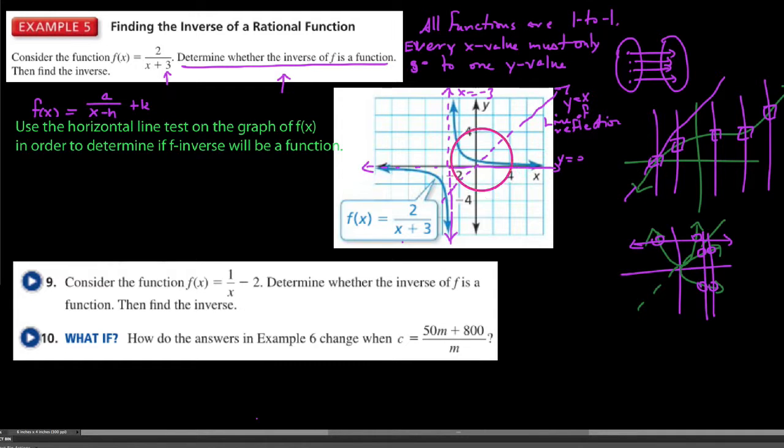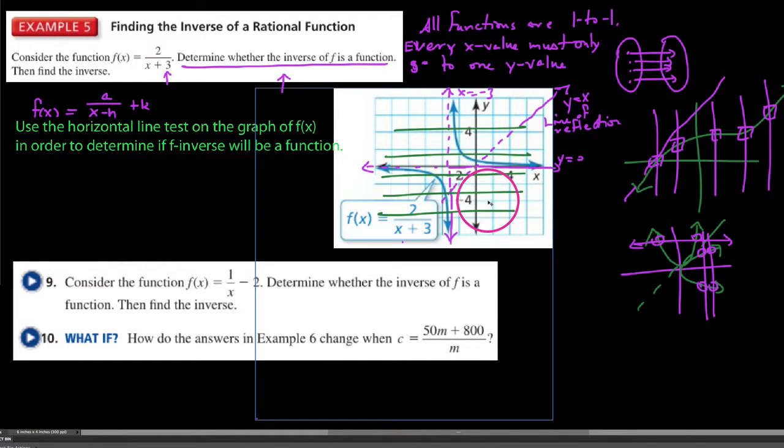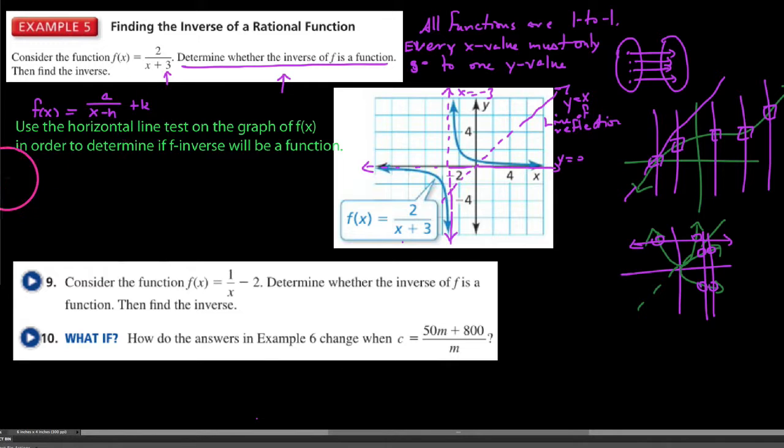So when we look at this graph of 2 over x plus 3 here, what I notice is if I were to draw a horizontal line anywhere, let's switch the color over to green here. If I draw a horizontal line anywhere on this graph right here, then it only ever hits my graph in one spot, which means when I do find the inverse, it's going to flip over such that it actually passes the vertical line test. And so what we'll write here is, determining whether the inverse of f is a function, we would say that the inverse of f is a function, and I'll type this a little bit faster. The inverse of f of x is a function because its graph passes the horizontal line test.